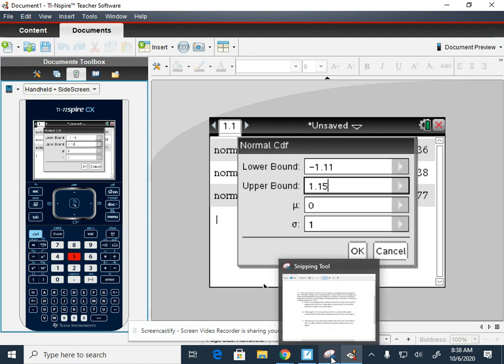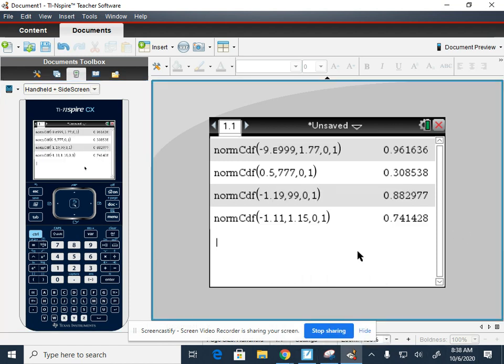Negative 1.11 to 1.15. And what area does that cover? It covers 74.1%.